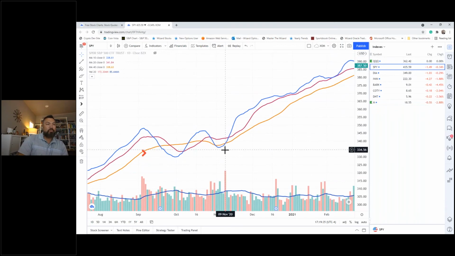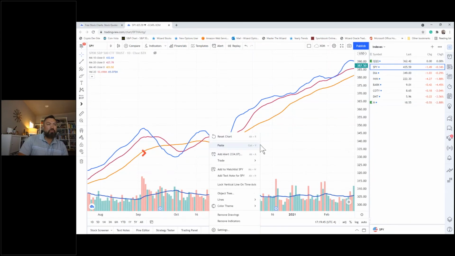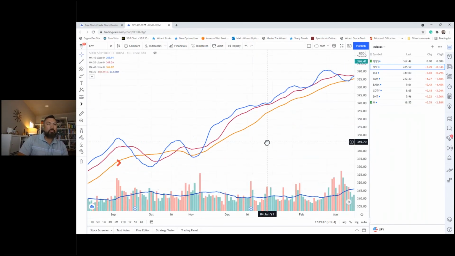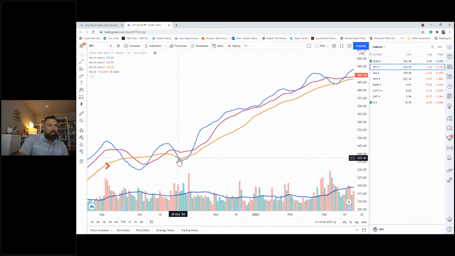Let's just say this is November 9th. Okay, so let's go through this initial dip here. I'm going to show you this. See this massive run? Look at this uptrend. When we had this blue dip below the orange here, the 10-day went below the 40 for just about a week. Then it came back on, right? And then look how long the trend stayed above.